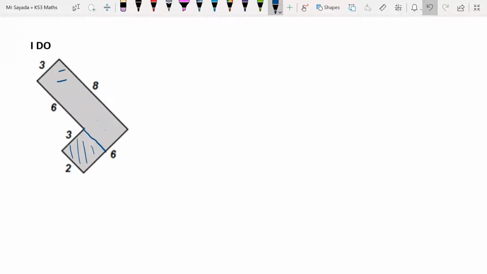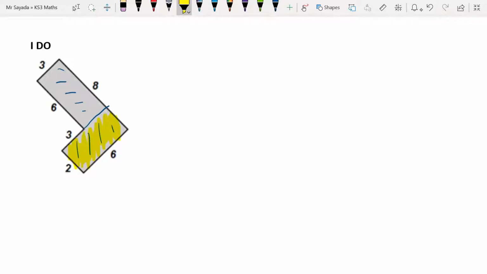But we could also do it by splitting it like this. And then we've got this rectangle here and this rectangle here. Both of those methods are completely valid and both completely work. So let's go with this one. So let's firstly find the area of the yellow rectangle. Pause the video, work out the area of the yellow rectangle, press play once you're ready.